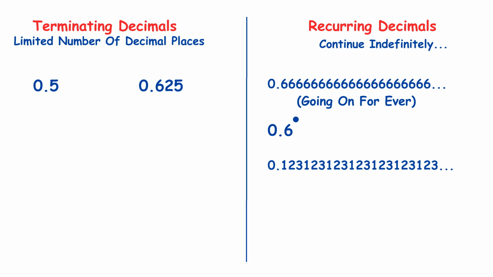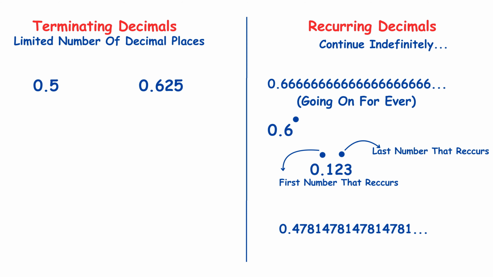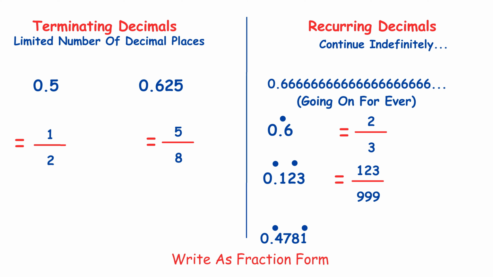For longer repeating patterns, like a decimal that goes 1 2 3 1 2 3 1 2 3 endlessly, we place dots above the first and last digits in the repeating section. So for that one, we put a dot above the 1 and another above the 3 to indicate the whole section repeats. If the repeating part is 4781 repeating over and over, we place a dot above the 4 and the 1. This helps clearly show what part of the number is repeating.